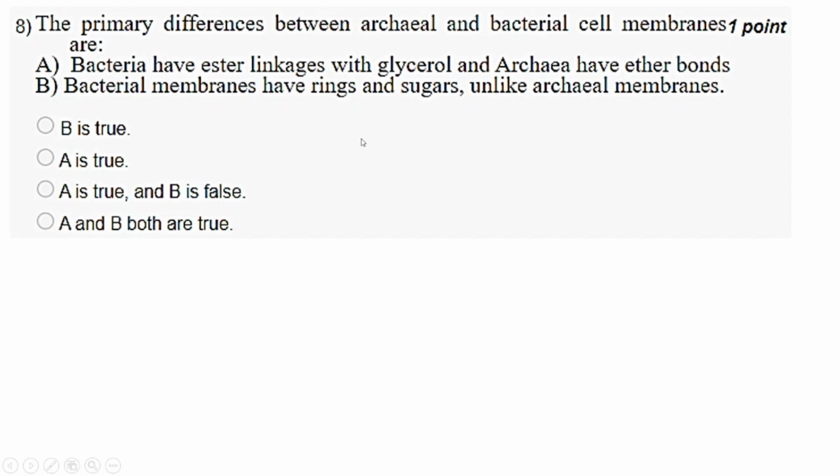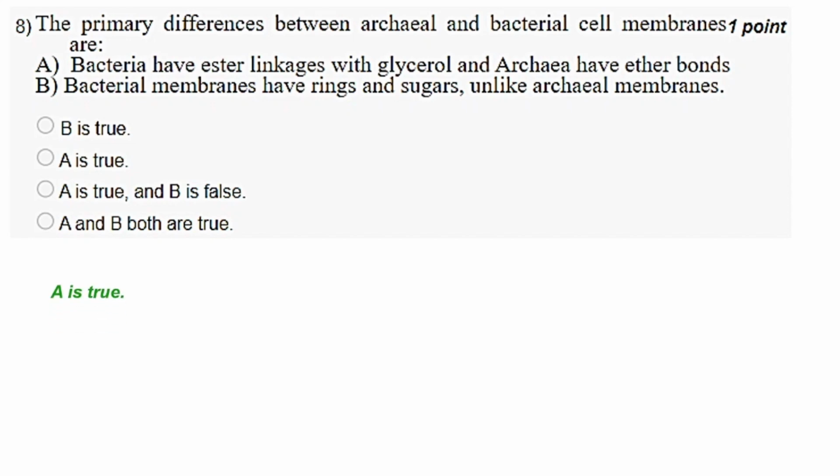So does anybody want to answer this question? Which one is the correct option? A is true. A is true. Okay. Anybody else? Anybody else has the same answer or a different answer? Ma'am, both are true. Okay, B option. You are saying both are true. Someone is saying A is true. Okay, we'll move on to the answer.